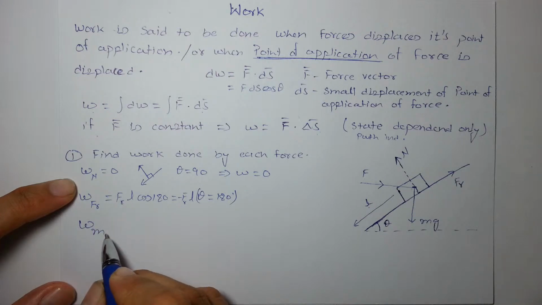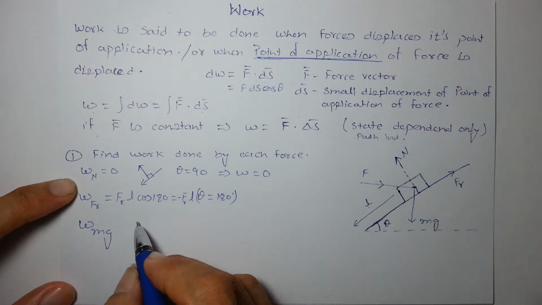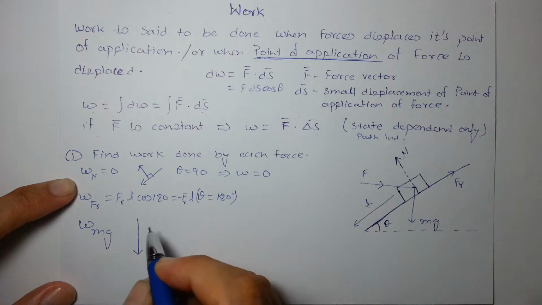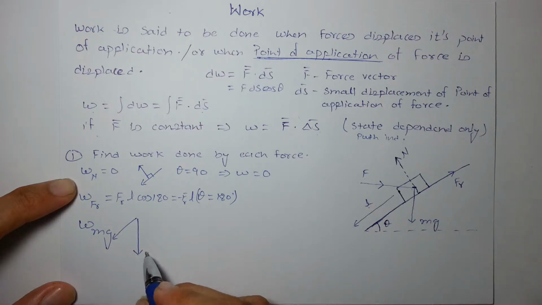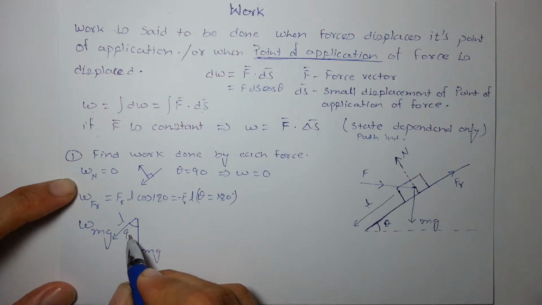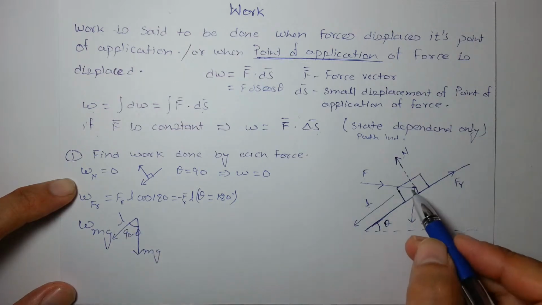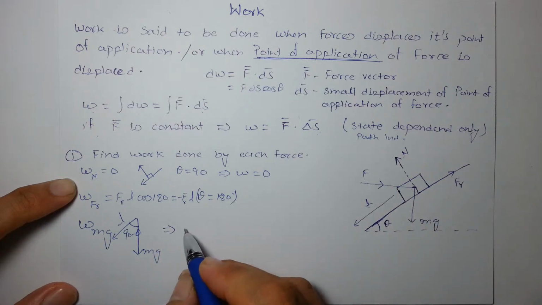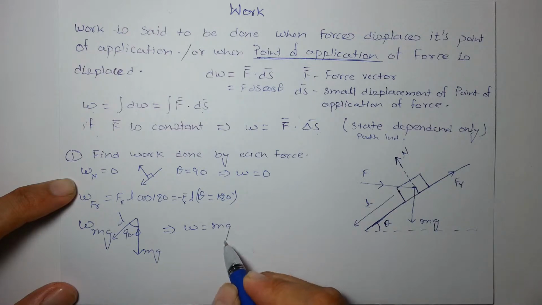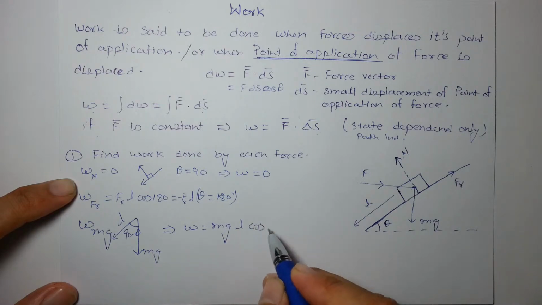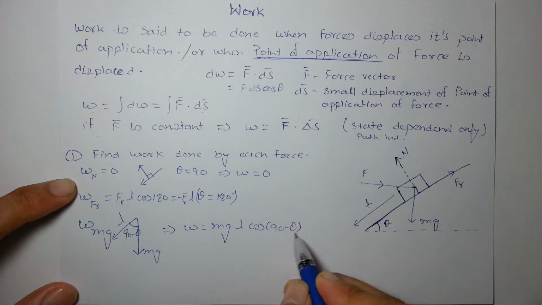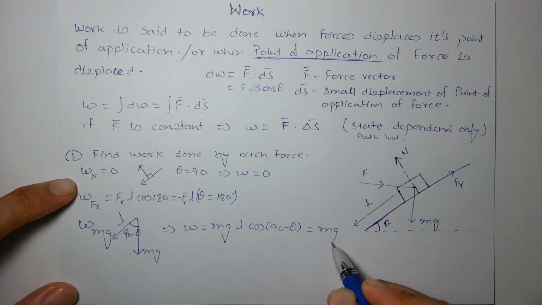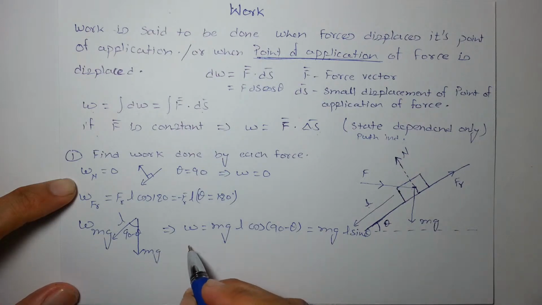Let's talk about work done due to mg. Work done by its weight. Weight is acting downward and the displacement is this. This is force, this is displacement. The angle between them is 90 minus theta. This is theta, this will be 90 minus theta. So we can say work done is mg into L into cos of 90 minus theta, which is mgL sin theta.